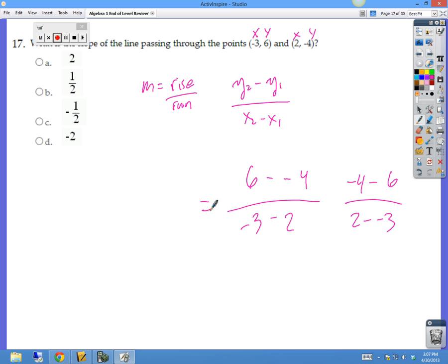So either way, you're going to get 10 over a negative 5, which is a negative 2, or you're going to get a negative 10 over 5, which is still a negative 2. So it's got to be D. Unless you do it this way.